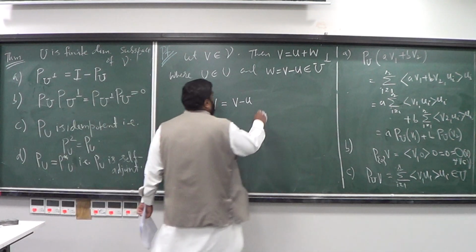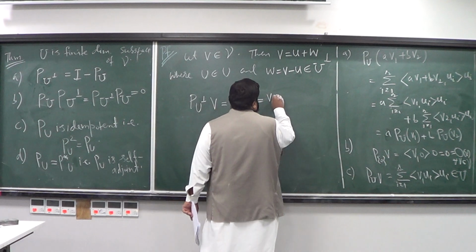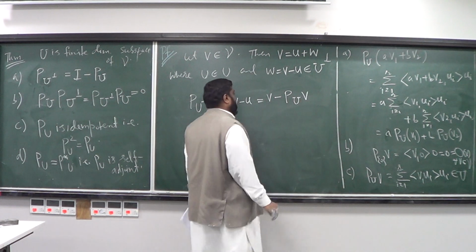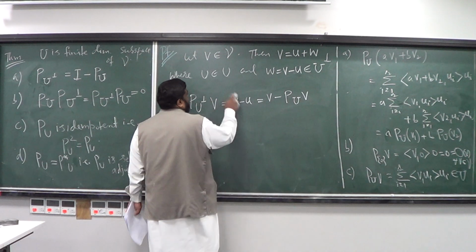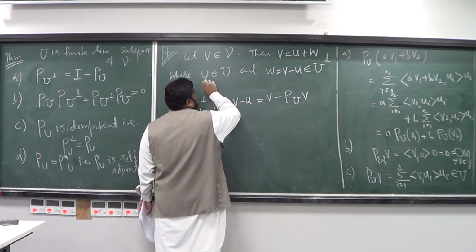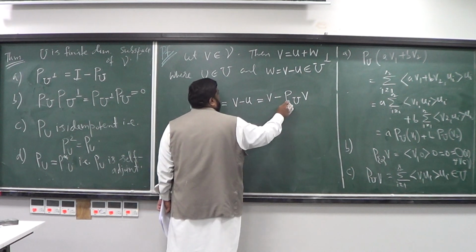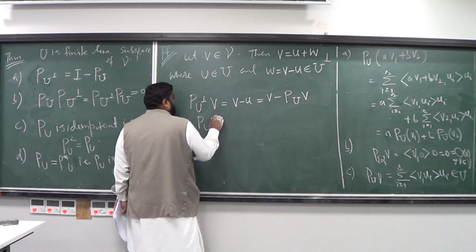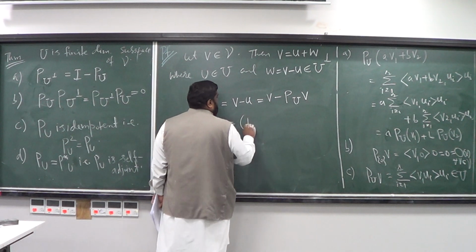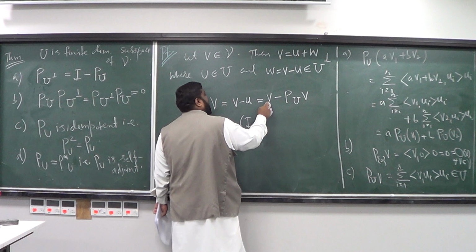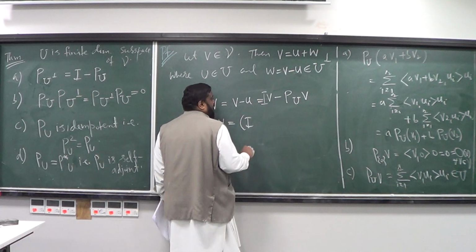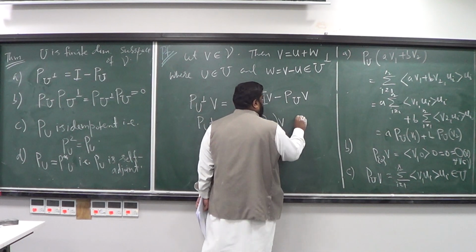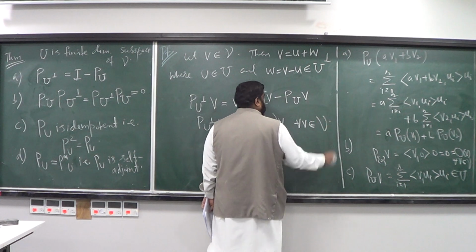If it is equal to V minus u, I can say that this is the same as V minus the orthogonal projection of V onto U. We know that the small u is the orthogonal projection of the vector V onto U. So if this is the case, this shows that P U perp operated onto V is equal to the identity operator operated onto V minus P U operated onto V, for all V in the space V.